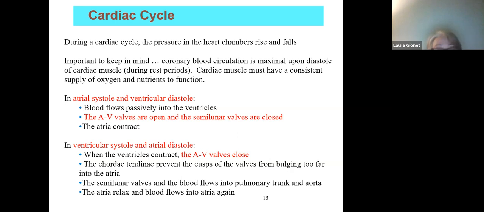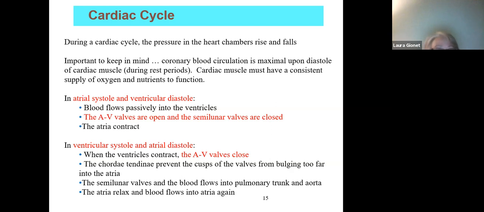Chordae tendineae prevent the cusps of the tricuspid and mitral valves from bulging too far into the atria by kind of pulling down on those chordae tendineae and putting some tension on them so they don't flip upward and inward, up into the atria. I really should say the semilunar valves are open, and the blood flows into the pulmonary trunk and the aorta.